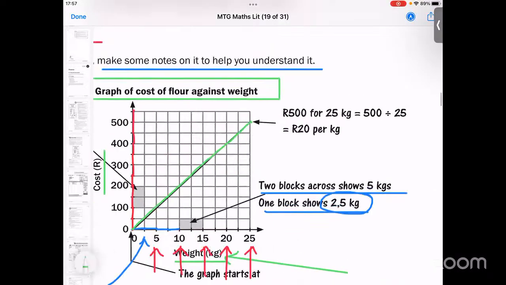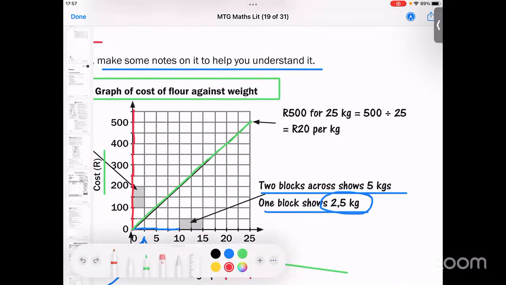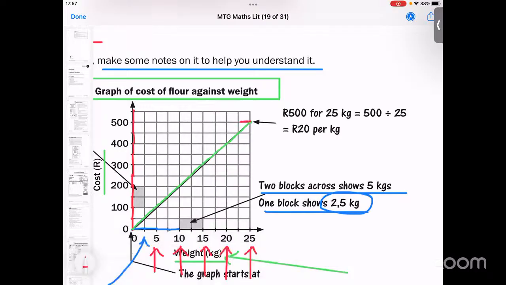So what it means, the honorable member, is that you can see that in terms of the money, where that graph ends, it ends at where the money is 500 rands. So that means 500 rands will actually get you 25 kg of flour. Now, I hope that part makes sense.